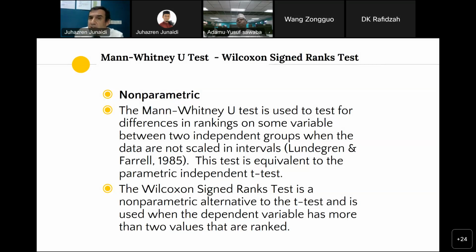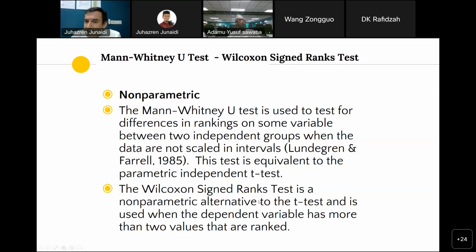Okay, then we have the Mann-Whitney U test and Wilcoxon signed-rank test. They are both non-parametric. The Mann-Whitney U test is used to test for difference in ranking on some variable between the 2 independent groups when the data are not scaled in intervals. This test is equivalent to the parametric independent t-test. So if you can't use the independent t-test because of skewness or because of small group size, then you have to switch to Mann-Whitney U.